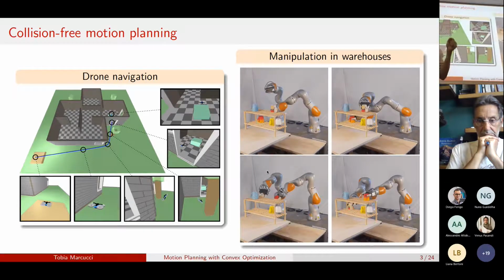Similar problems of this form also arise, for example, in robot manipulation. In warehouses, you have robot arms moving objects between shelves. You need to decide how to arrange the objects. You need to decide, for example, if you have multiple robot arms, how these will interact in a discrete way.